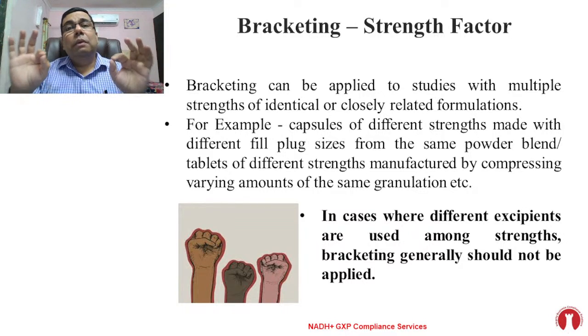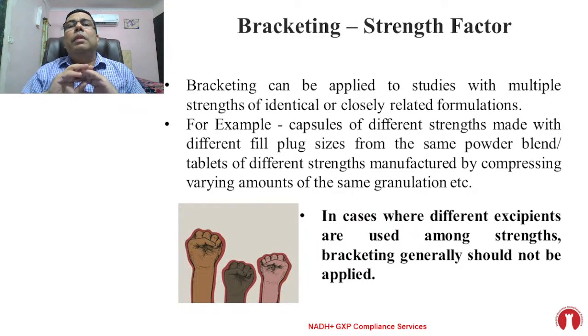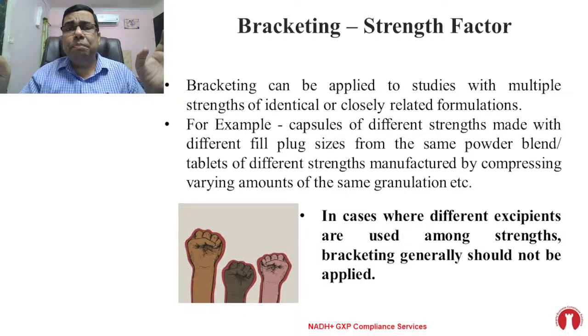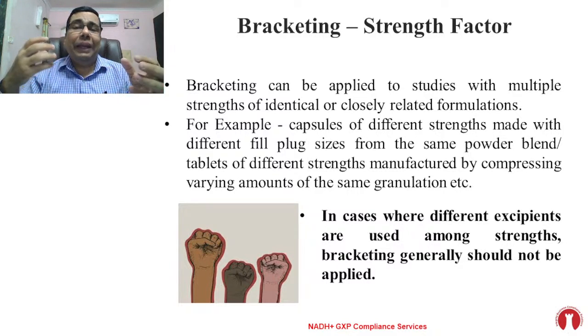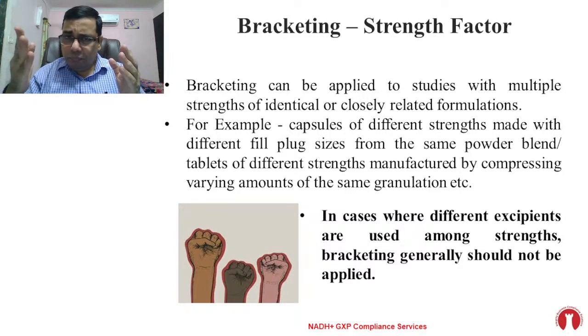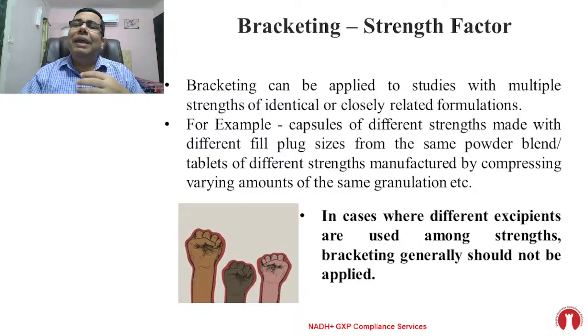So here the basic is what? The formulation or the formula should be identical or closely related. But if different excipients are used, the formula will be different, the formulation will be different. So you should not generally follow the bracketing approach for such types of products. But if the formula is the same and the formulation is exactly similar, then definitely you can go ahead with the bracketing approach.